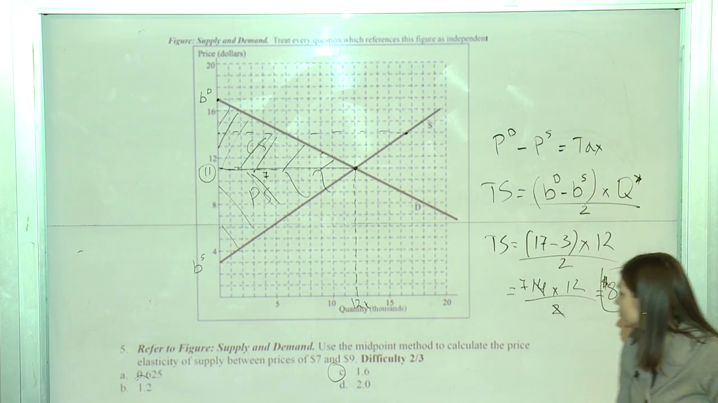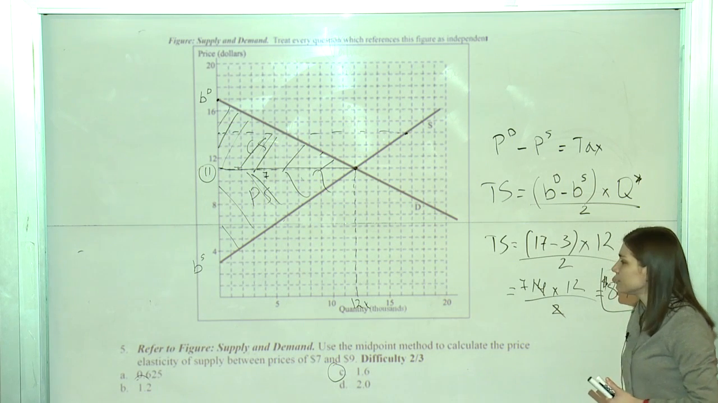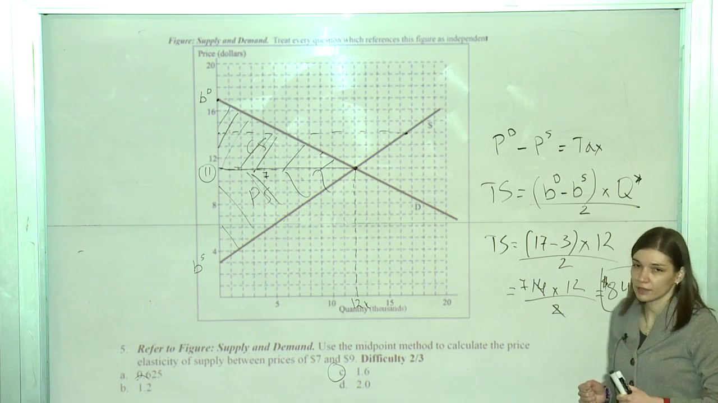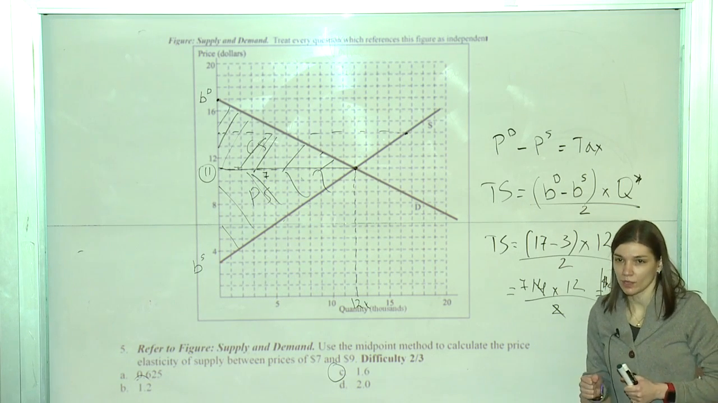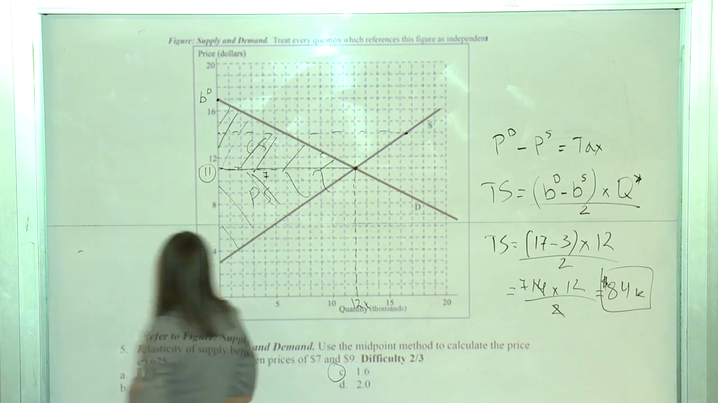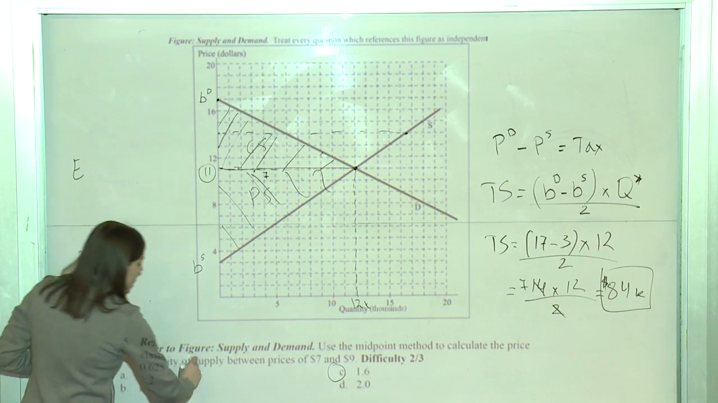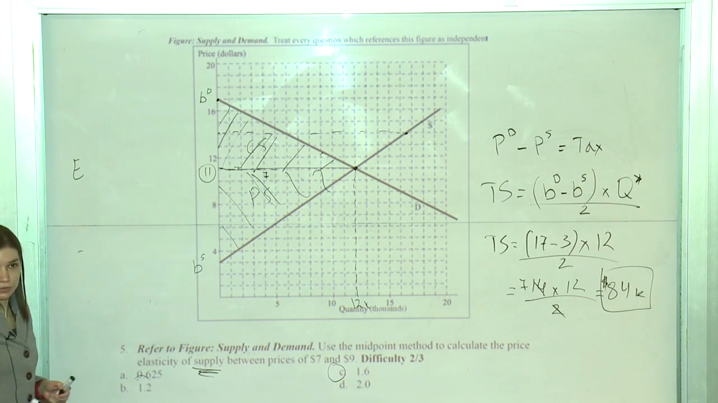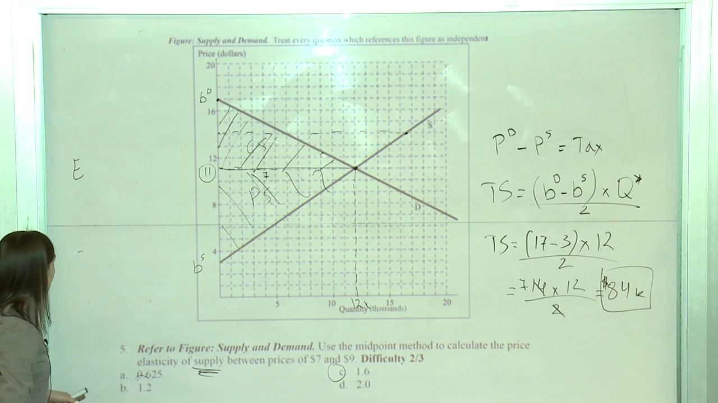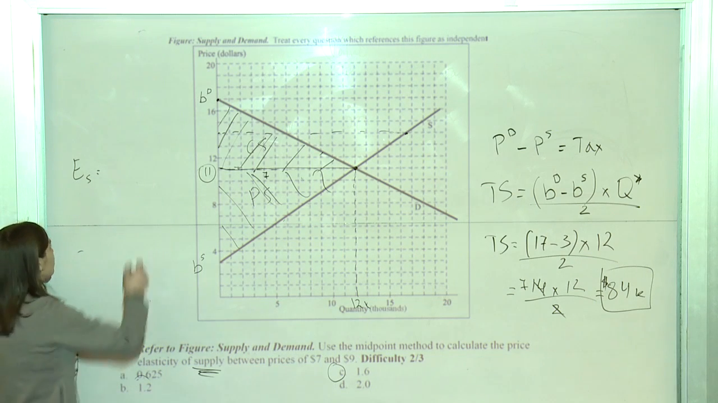Okay, next question is, use the midpoint method to calculate the price elasticity of supply between prices of 7 and 9. Okay, so what does the midpoint method tell us to do? To calculate the price elasticity, now note that this is the supply curve, and that's important, right? So we're looking for the elasticity of the supply curve between those 2 points.